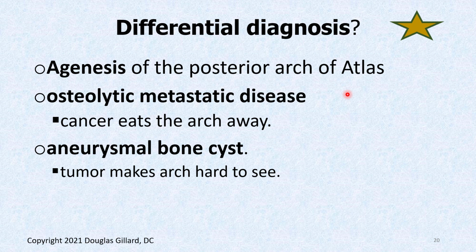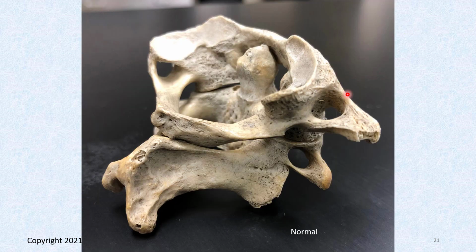Differential diagnoses, agenesis of the posterior arch. Sometimes you can get cancer that's invaded atlas, and it's eaten the bone. If it's osteolytic cancer, it's eaten the bone away. So you have to be careful to make sure it's not cancer. Or you can get a type of bone tumor called an aneurysmal bone cyst. And that can make the bone really hard to see and thin out the bone. You learn about those when you go through the radiology program.